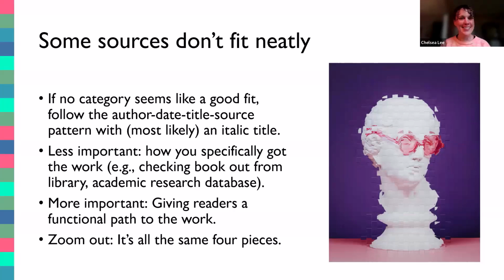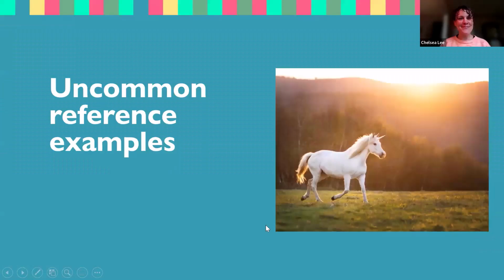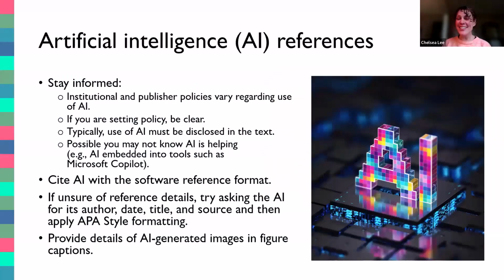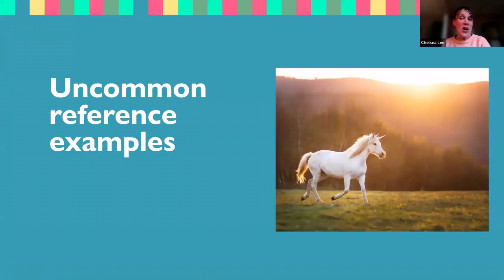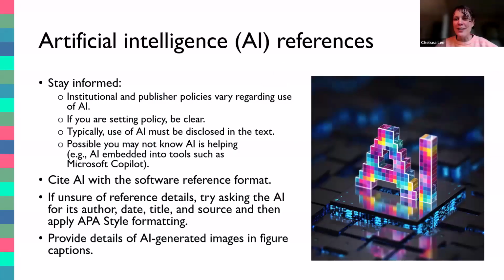Okay, let's go to the next slide. Great. So now we're going to transition into the section of the presentation about uncommon reference examples, starting out with talking about how on earth to cite artificial intelligence or AI references.